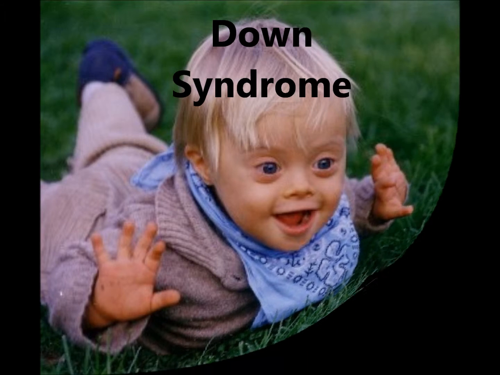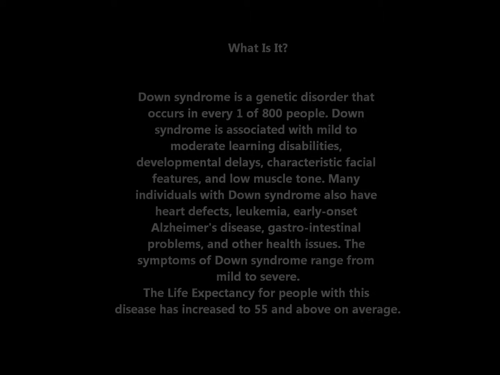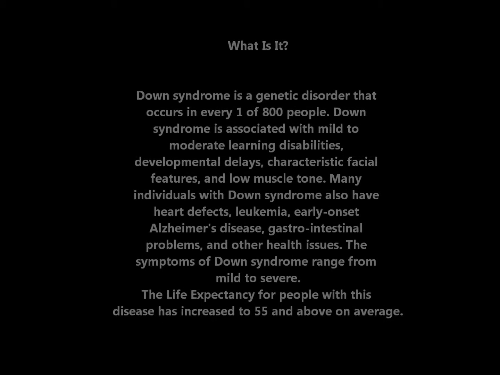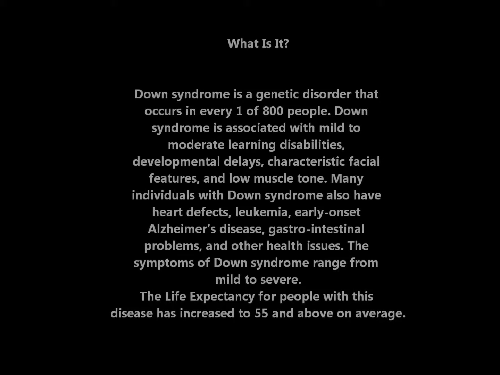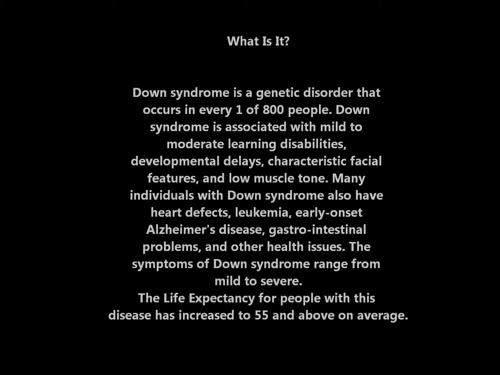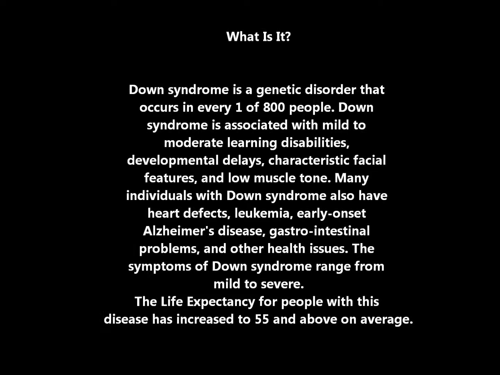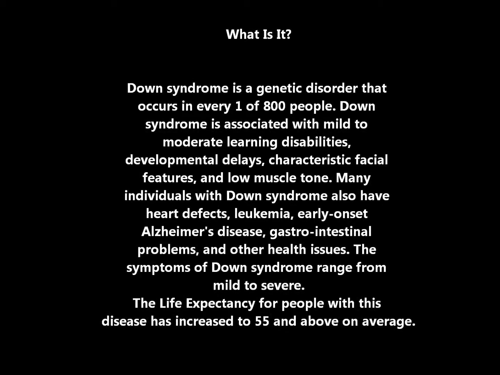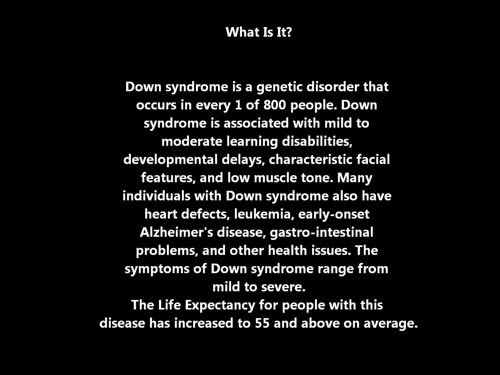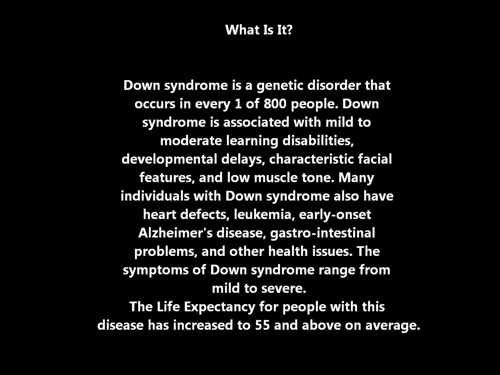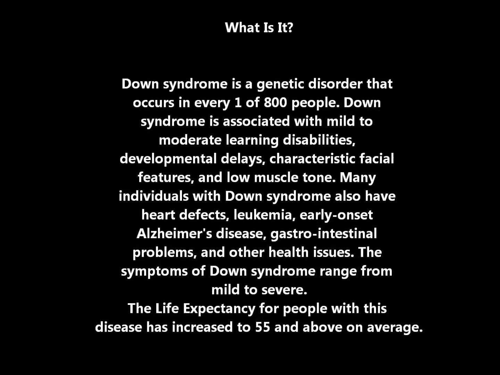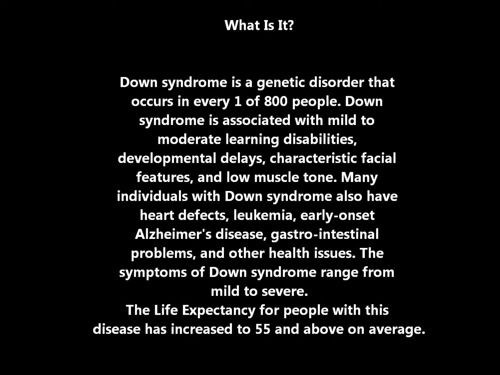9. What is it? Down syndrome is a genetic disorder that occurs in one of every 800 people. Down syndrome is associated with mild to moderate learning disabilities, developmental delays, characteristic facial features, and low muscle tone. Many individuals with Down syndrome also have heart defects, leukemia, early onset Alzheimer's disease, gastrointestinal problems, and other health issues. The symptoms of Down syndrome range from mild to severe.